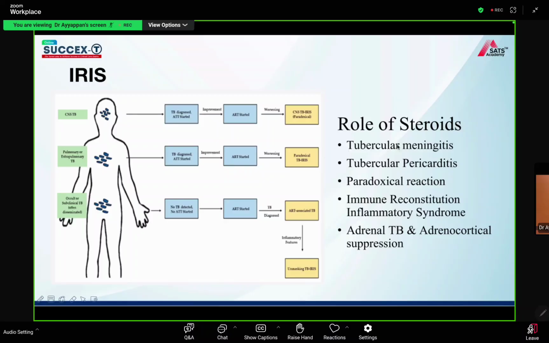So these are all the subgroup of patients where there is a role of steroids, even when there is no IRIS. You give them steroids when you have tubercular meningitis or tubercular pericarditis, and when you have suspected IRIS with an intracranial lesion or endobronchial TB, then you subject them to steroid supplementation. And in the rare instance of adrenal TB with adrenocortical suppression, you supplement steroids in these patients.